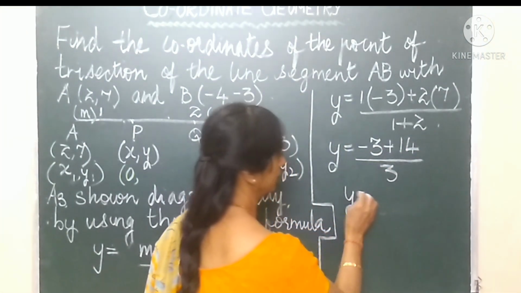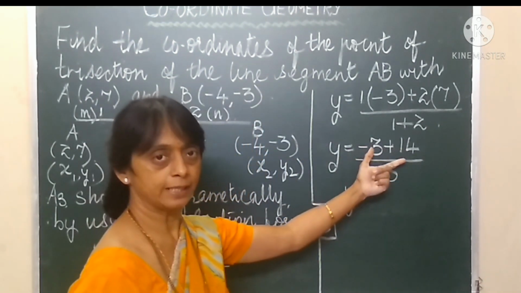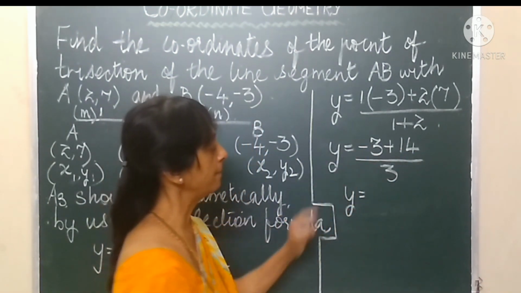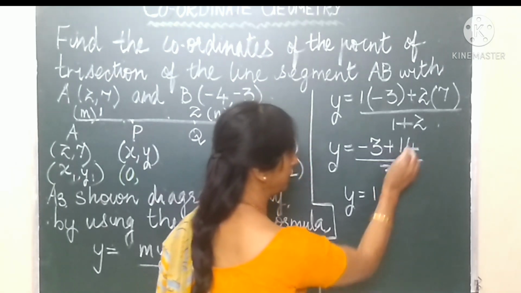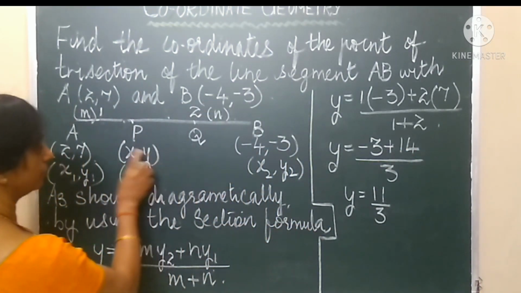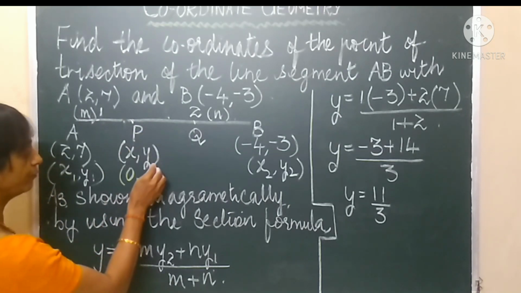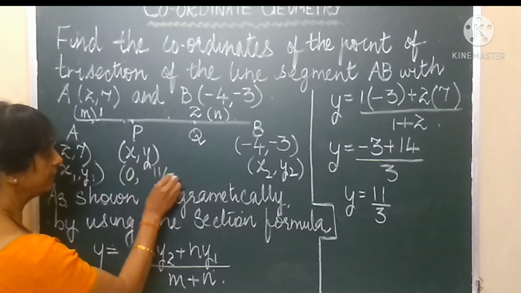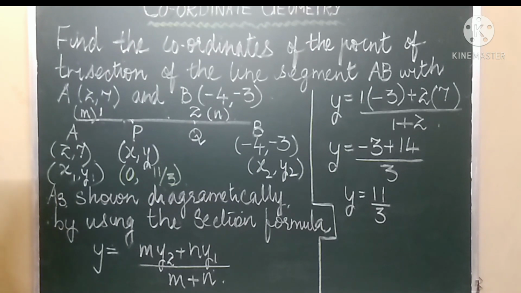So y will give us the value. Let's solve the numerator. 14 minus 3 gives us 11 with a plus sign upon 3. So the value of y coordinate of point P is 11 upon 3.